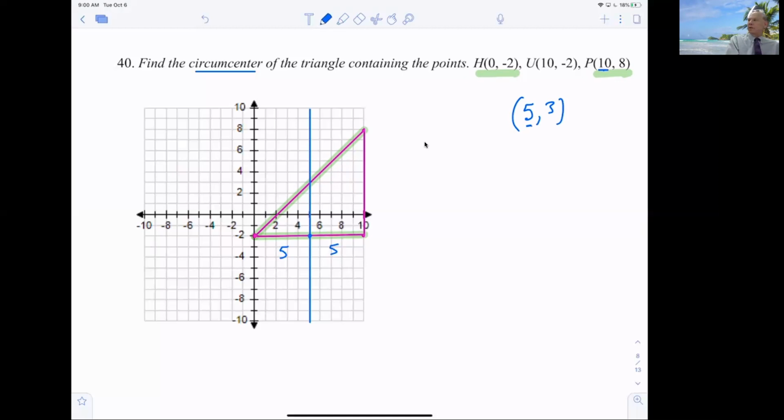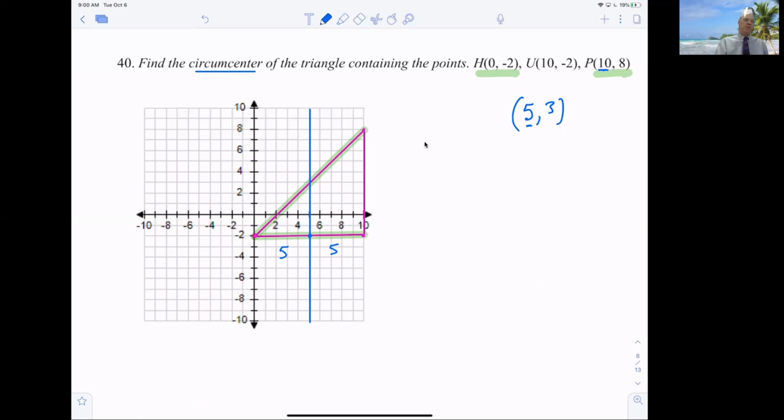Negative 2 plus... See, my problem right now is I don't know if you guys know what the definition is. That's what I'm struggling with. I don't know, do you need to know what circumcenter means, or are you having trouble with finding the midpoint? You good on that? You know how to find the midpoint, right?